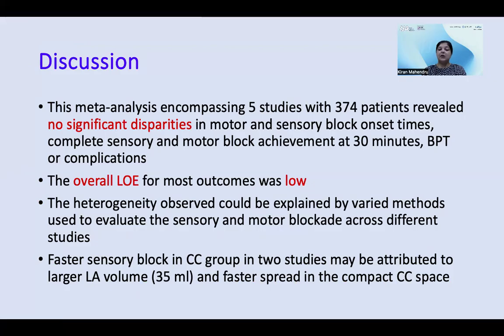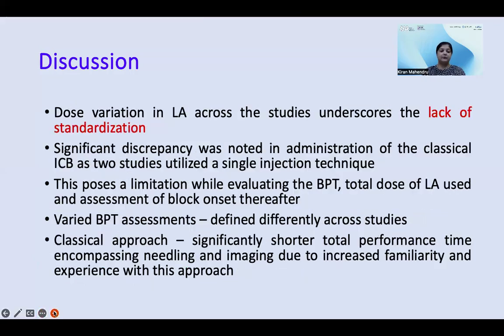Faster sensory block in the costoclavicular group in 2 studies may be attributed to large local anesthetic volumes used in these studies with faster spread in the compact costoclavicular space. There was dose variation in local anesthetics across the studies, which underscores the lack of standardization.